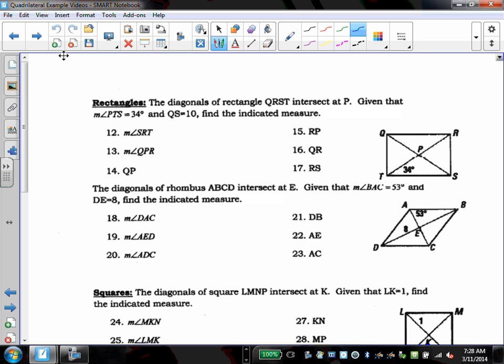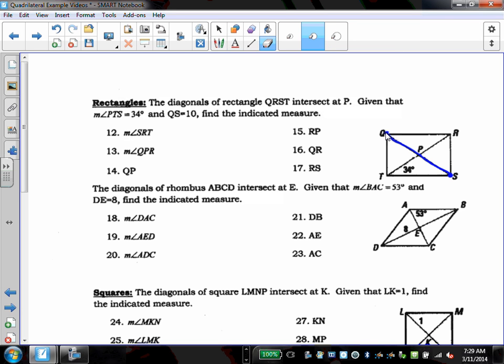So we are told that the measure of angle PTS is 34. That's already drawn in for us. And we're told that QS, which is the length of this diagonal here, has a length of 10, and we need to find the indicated measures. Okay, so starting with SRT, that angle up there.